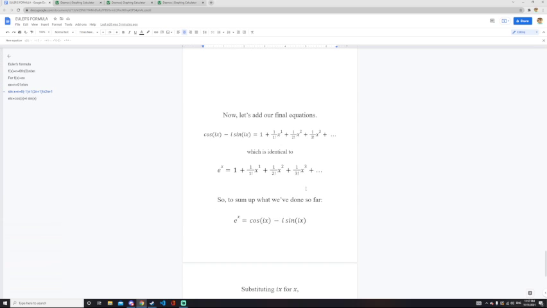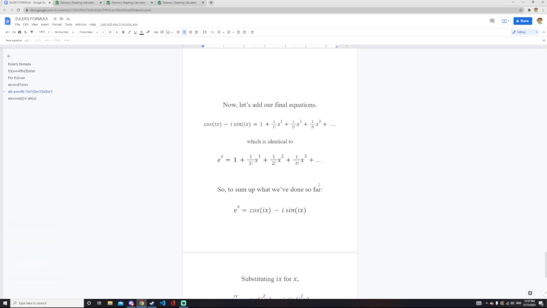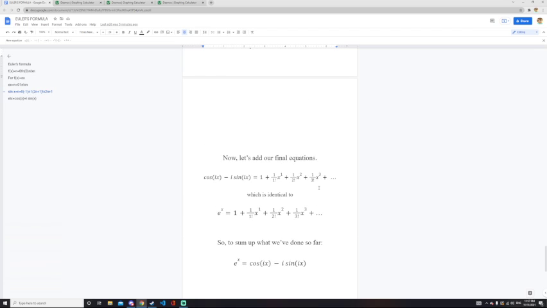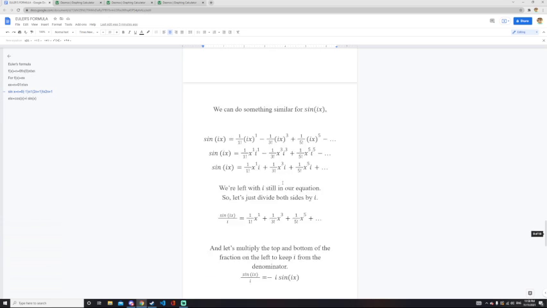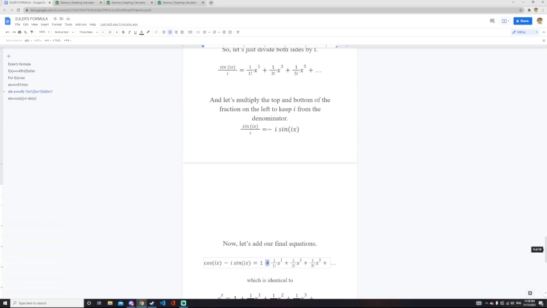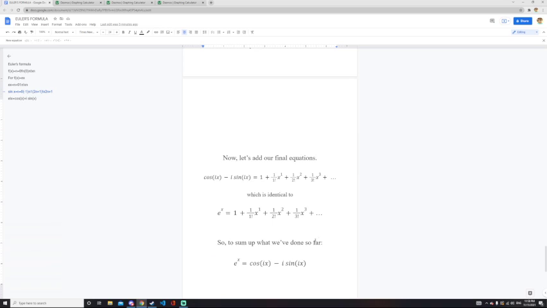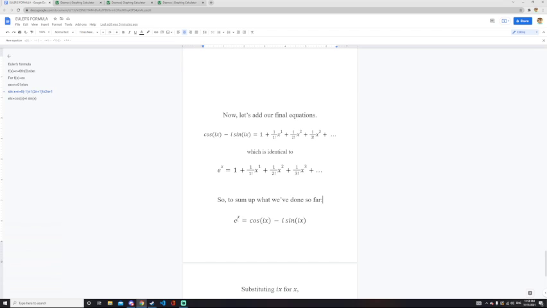Now we have our final equations. Cosine of ix plus negative i sine ix is going to be equal to 1 plus this, plus the other one, etc. Which, if we notice from before, is the same thing as e to the x. These statements are the same. So pretty much what we've done so far, we now know that e to the x is equal to cosine of ix minus i times sine of ix.